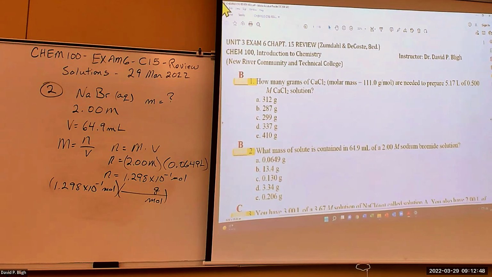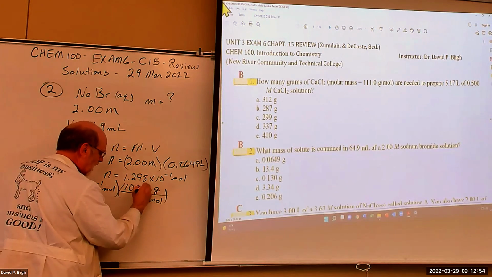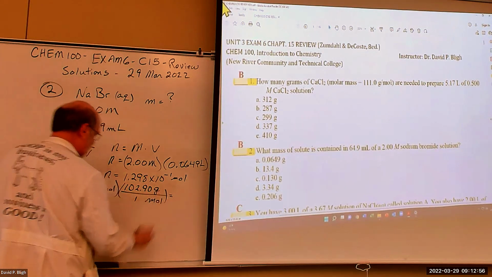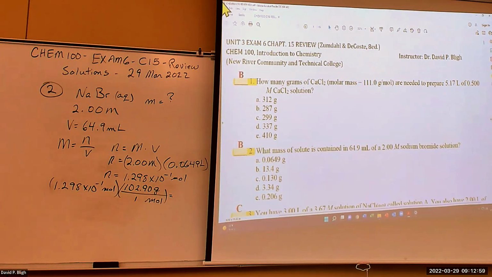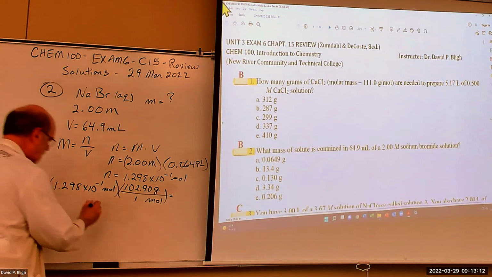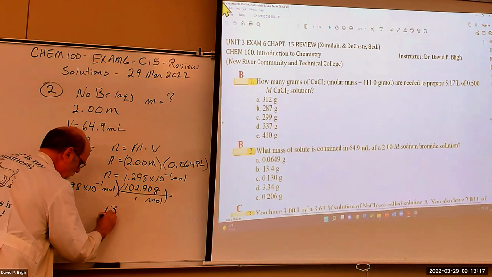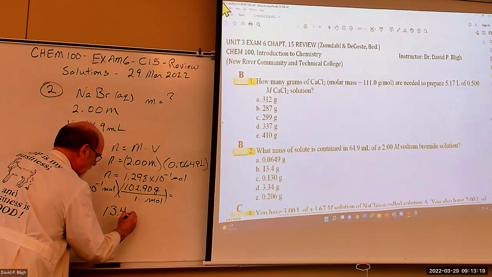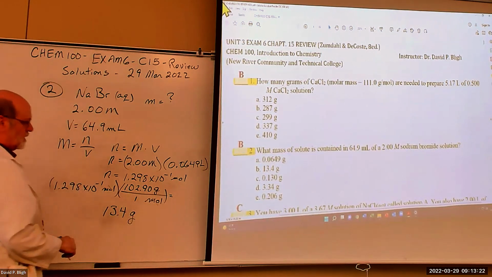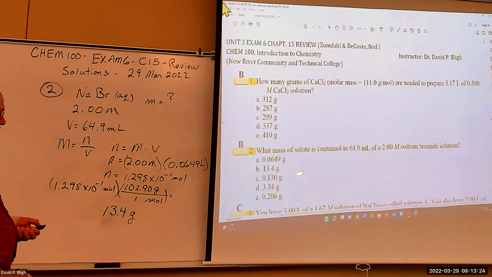Okay, so 102.90 grams per mole. Now we just multiply that times the number of moles. And I get, let's see, rounded off to 3 places, 13.4 grams. And let's see, there it is right there.